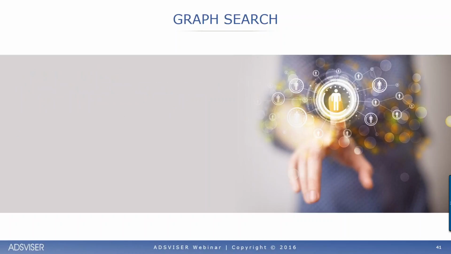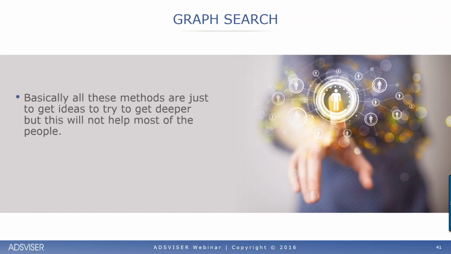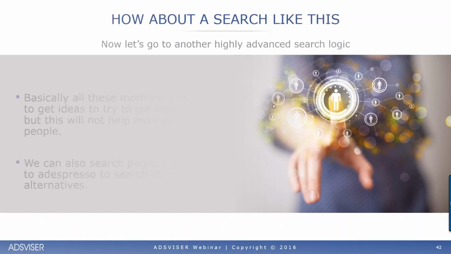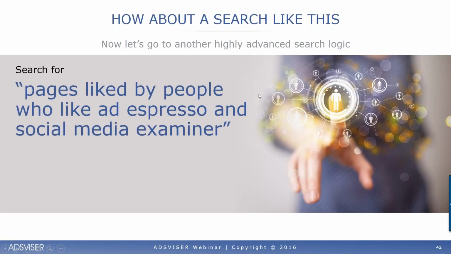And all along, I want you to write at the top of your notes that we need buyer interests, okay? Basically, all these methods are just ideas to try and get deeper into a campaign. That's what we're trying to do with graph search, but it's not allowing us to do that. We can also search pages similar to Adspresso to search for similar alternatives. So let's get to another highly advanced search logic. How about a search like this? Dear Google, pages liked by people who like Adspresso and Social Media Examiner.